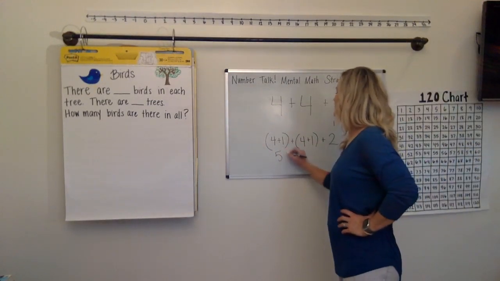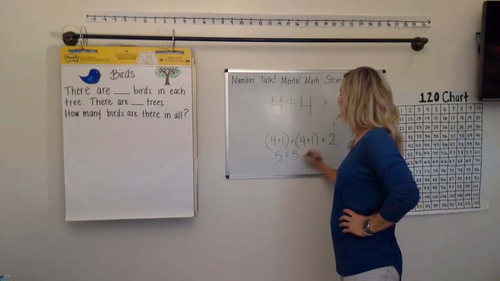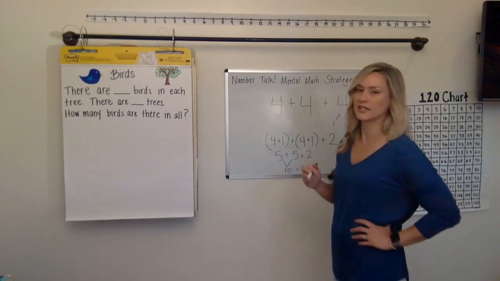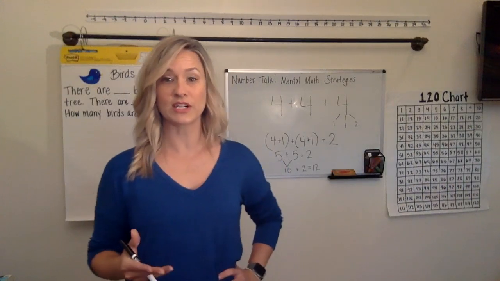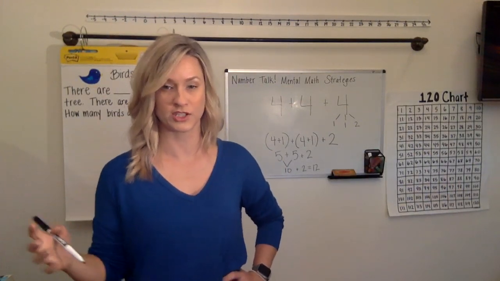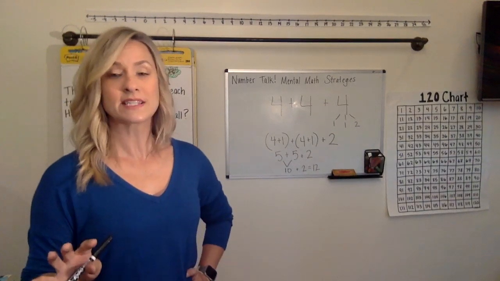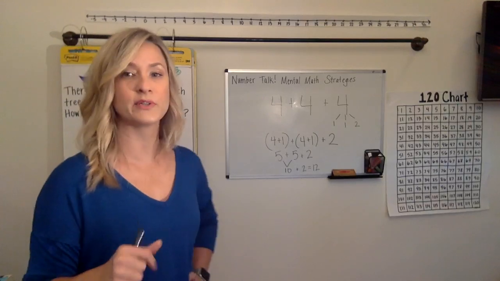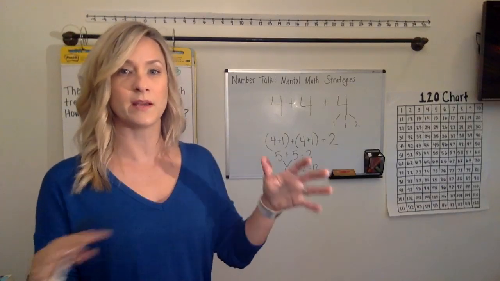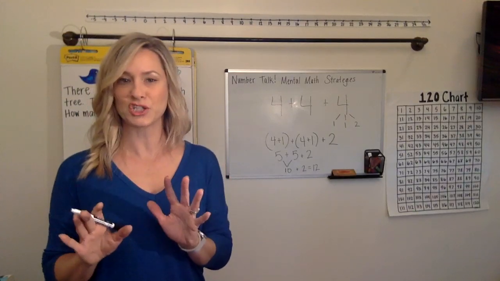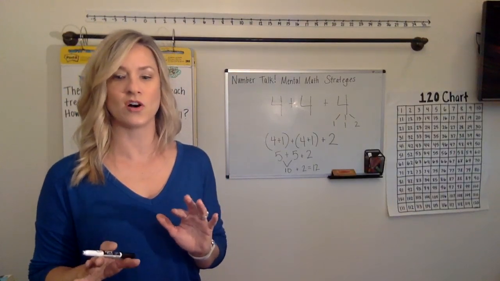Because they know 5 plus 5 is 10, plus 2 more would make 12. And they've gotten their answer. Now, it seems long and tedious. However, this is all happening in their minds with mental math manipulation. So even though it seems tedious, it's not. This happens pretty quickly because they are fluent in breaking numbers apart and manipulating numbers in a way that makes sense to them. So really listen to your child and how they may solve this problem.